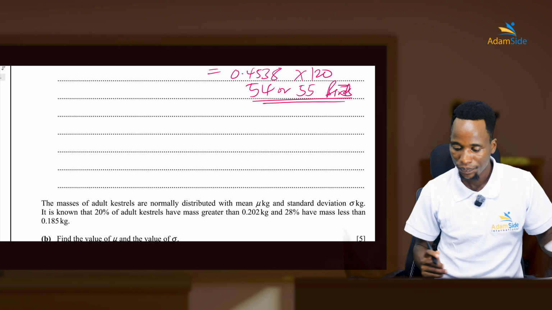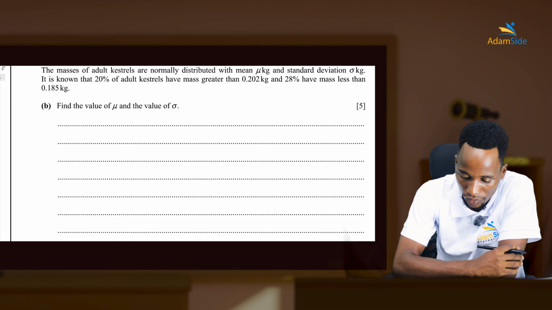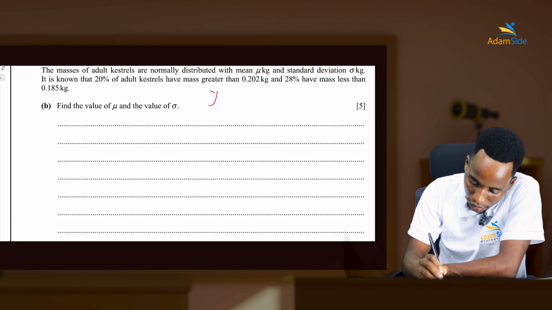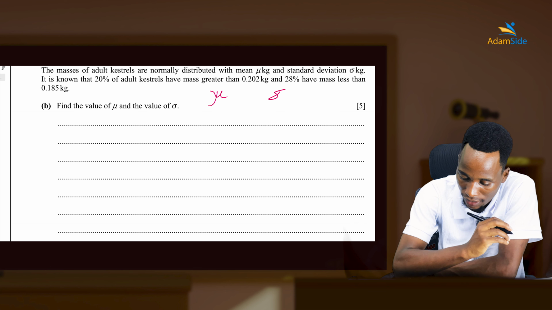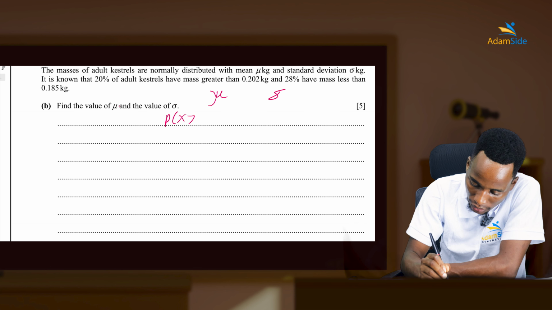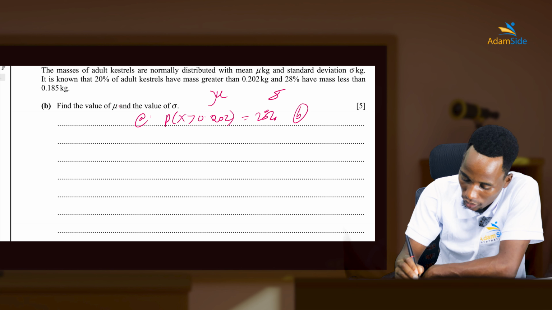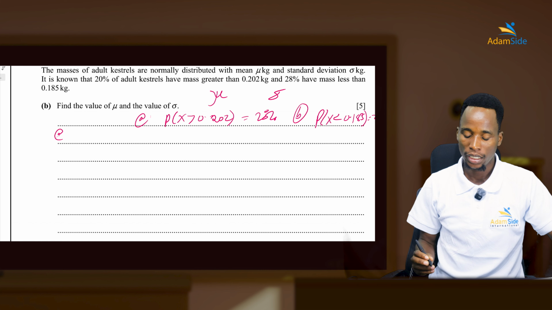Okay, now we go to part B. It says the masses of adult cholesterol are normally distributed with mean mu and standard deviation. It's known 20% of adult cholesterol have a mass greater than, so P of X greater than 0.202 equals 20%, and this is A. And B, 28% are less than, so P of X less than 0.185 equals 28%.